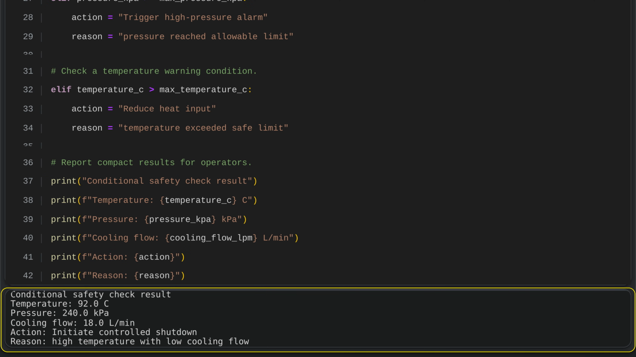This script checks reactor safety by comparing temperature, pressure, and cooling flow with set limits. It starts by assuming normal operation, then recommends action as conditions become unsafe, such as a controlled shutdown when high temperature combines with low cooling flow, a pressure alarm at the pressure limit, or reduced heat input when only temperature is high. It reports the current readings along with the recommended action and reason, giving operators a concise status update.